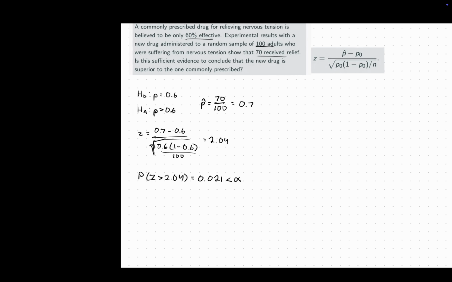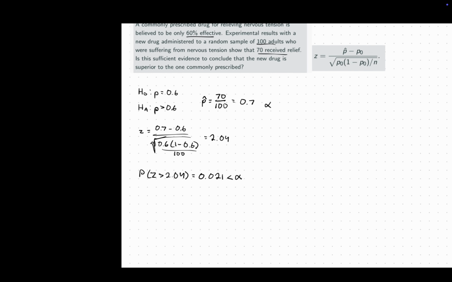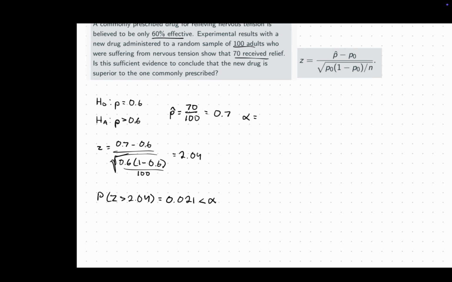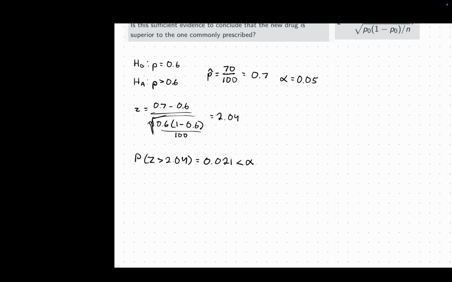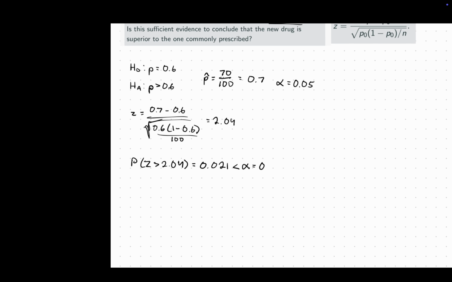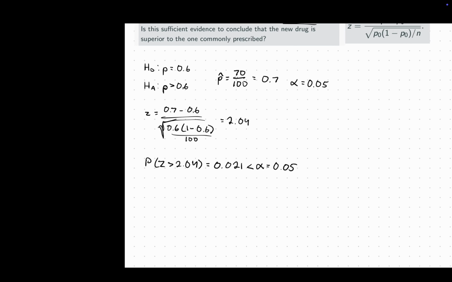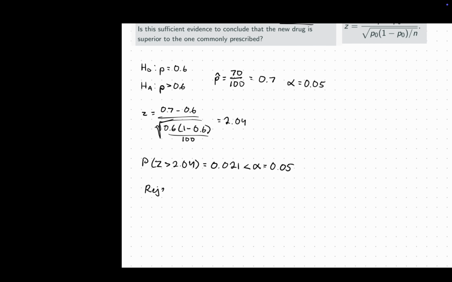Oh, I almost forgot to mention, but if it's not mentioned in the problem, usually you'll be using 0.05 as our significance value. So since this is less than our significance value, we can reject our null hypothesis and conclude that there's significant evidence that the new drug is better.